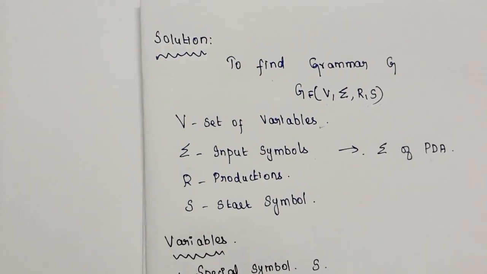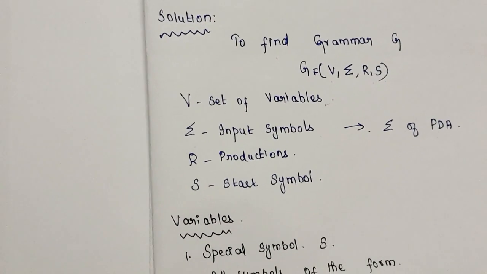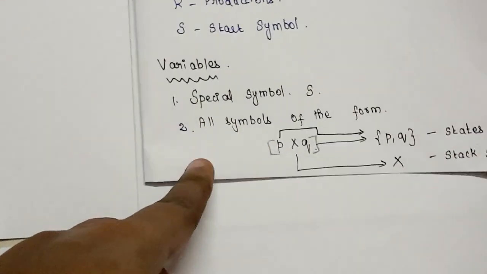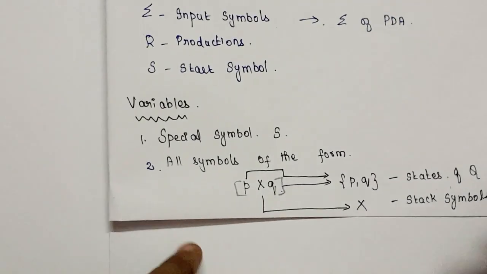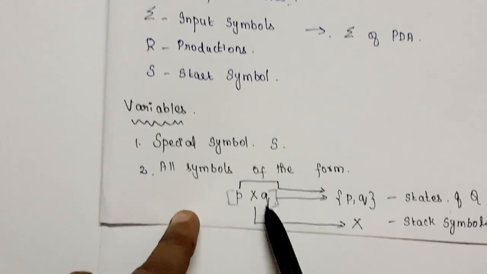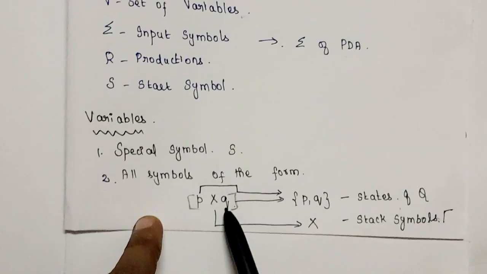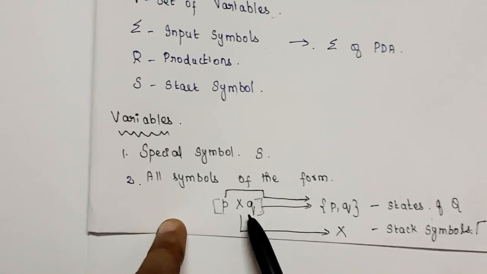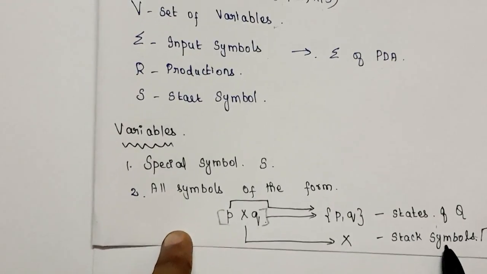In addition to this start symbol, we may have n number of variables. All these variables will be represented as a set of three components: P, X, Q, where P and Q are states of Q and X is the stack symbol.